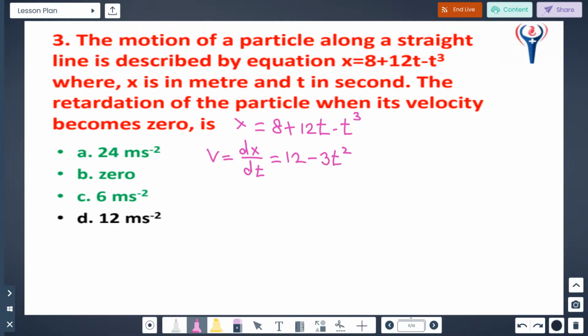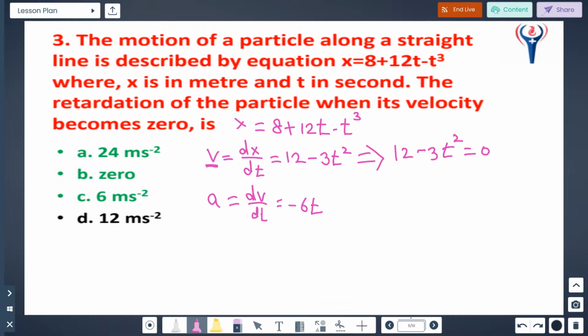Next, acceleration. Acceleration a equal to rate of change of velocity or differentiate this dx by dt again, that is d square x by dt square. Then now 12 is constant and 3t square if you differentiate minus 3 to 6, 6t. Okay, now the question is find the retardation, that is a you want to find when its velocity becomes 0. So velocity is 0 means 12 minus 3t square equal to 0. From this find t and this t substitute here.